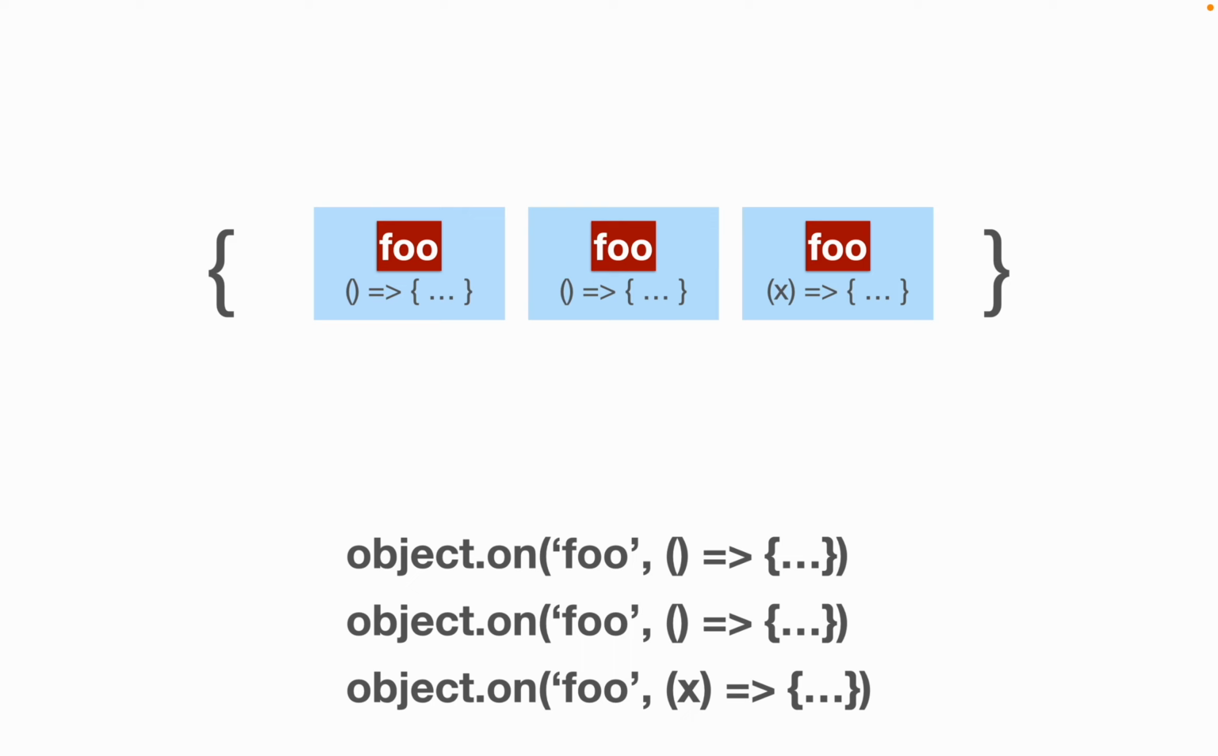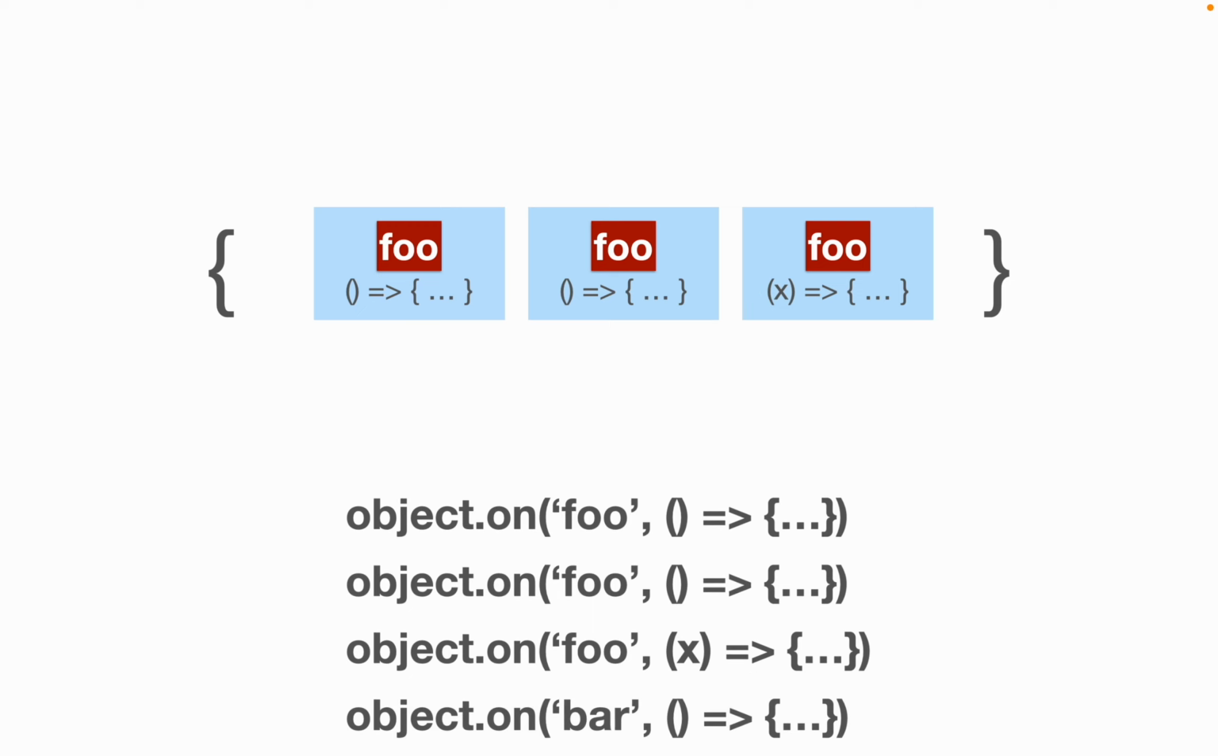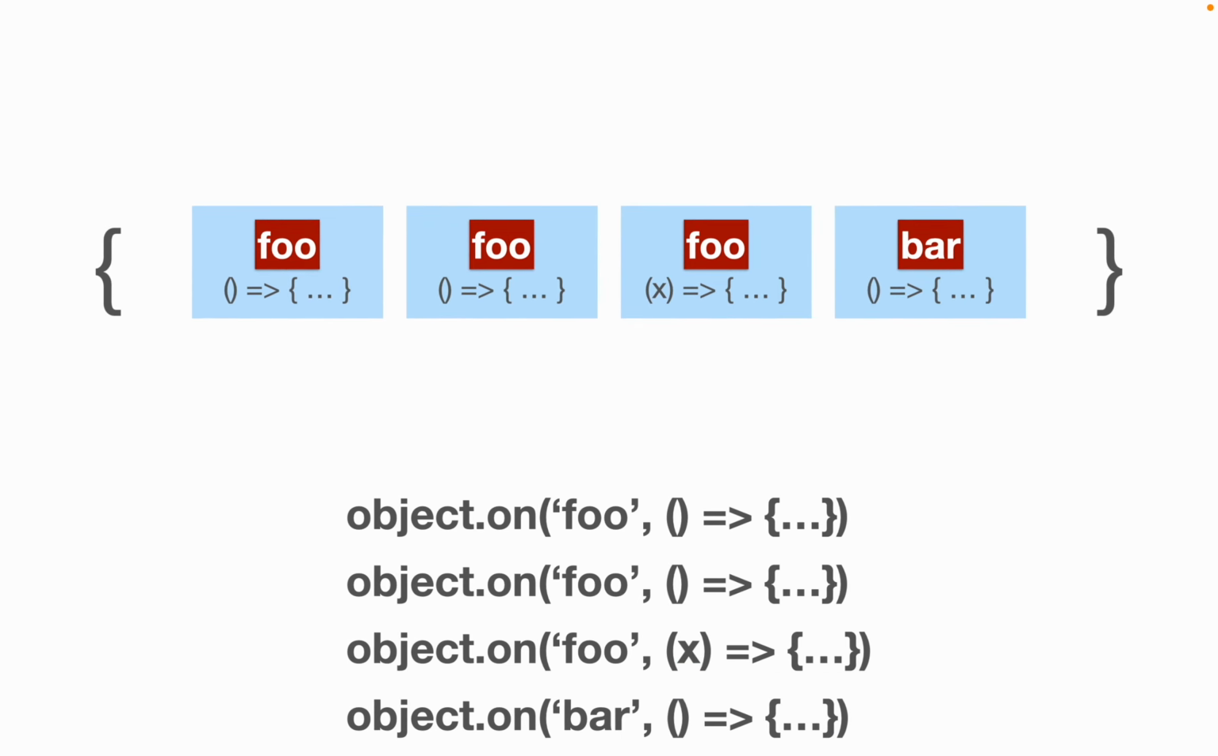In this case, we have pushed 3 different functions with the name foo. You can also do it with another name, for example, bar. And if you do that again, you're pushing another function to that object. So this is what happens when you call the on method.